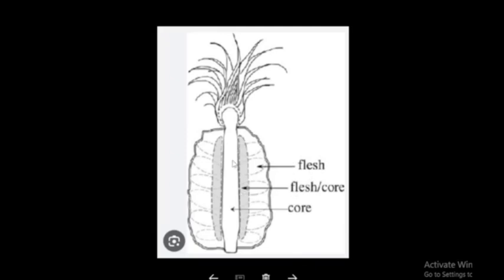We have the flesh, and then in the middle here is where we have the core. This part here is what we refer to as the core. So around the core is where we have the fleshy part, which is actually being eaten. That is what this particular organism looks like.